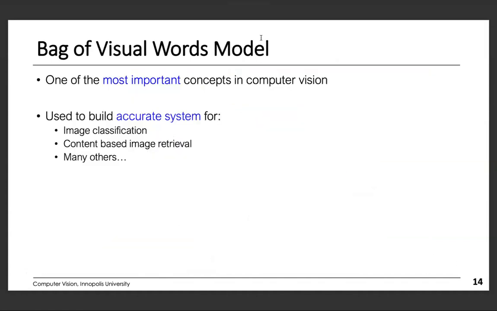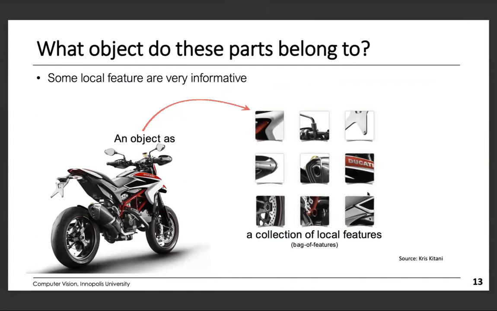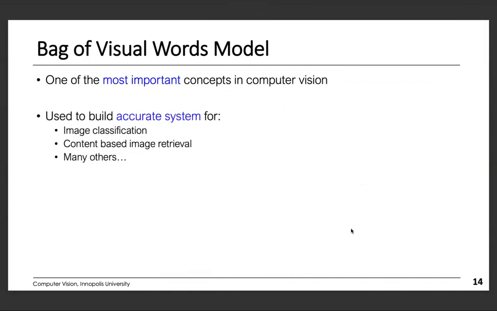So the Bag of Visual Words model is one of the most important concepts in the computer vision field. Not that it is still being used till now, but representations of it are still found in different models. As it is, it's not being used, but some of its concepts are still being used in larger models. Especially in the natural language processing field, such models still exist for smaller use cases. And it is used to build accurate systems for image classification, content-based image retrieval, and many others.